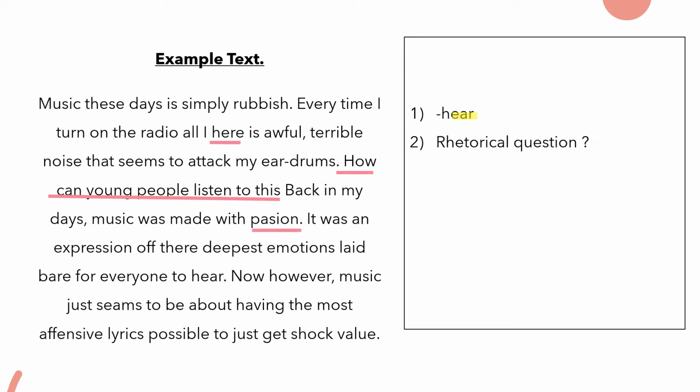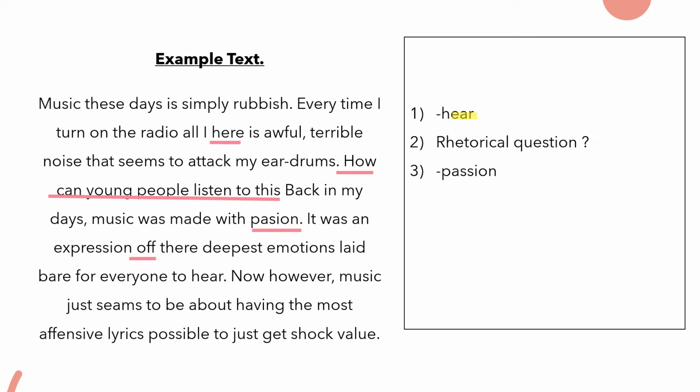Number 3. So number 3 is actually a spelling mistake. So it's passion. You can see there on the actual example text, it's spelled P-A-S-I-O-N, and the correct spelling is P-A-S-S-I-O-N. And any of these words that do have double letters is often something that people tend to get mixed up. So it's really important that you revise and review those kind of spellings as well.